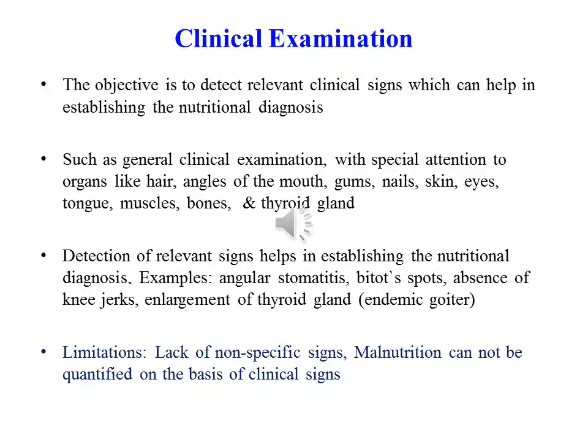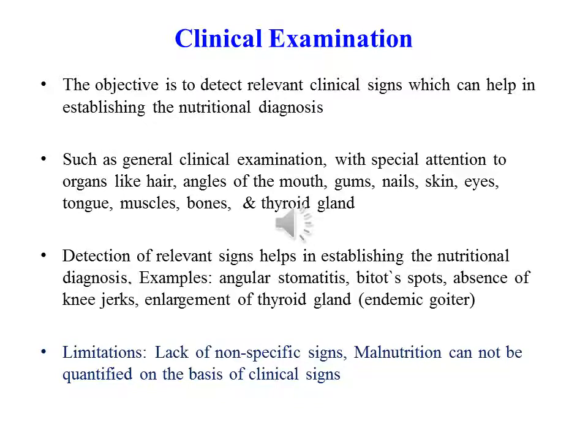Likewise, the clinical examination has non-specific signs, because there are certain signs which are common in more than one kind of illness, and malnutrition cannot be quantified on the basis of these signs. You may be able to tell that there is anemia, but how severe the anemia could be, what could be the level of hemoglobin, that cannot be assessed by just looking at the palms or the conjunctiva of the patient suffering from anemia. So you need a lab test for that.